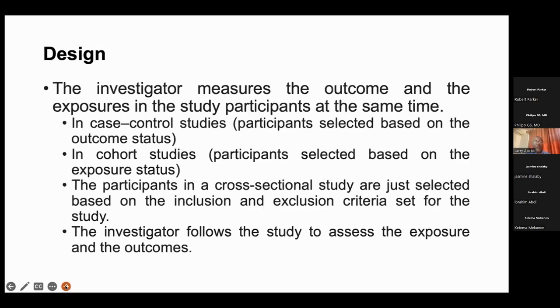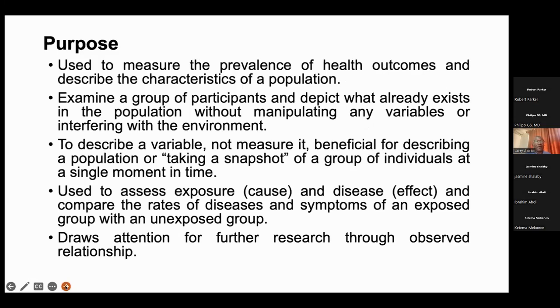The participants in a cross-sectional study are just selected based on the inclusion and exclusion criteria that you set, and it's not based on exposure or outcome status. The investigator follows the study to assess the exposure and the outcome, both at the same time. Normally the purpose of conducting a cross-sectional study is that you want to measure the prevalence of health outcomes and describe the characteristics of the population with that prevalence. So that's where the descriptive nature of the cross-sectional study comes in.